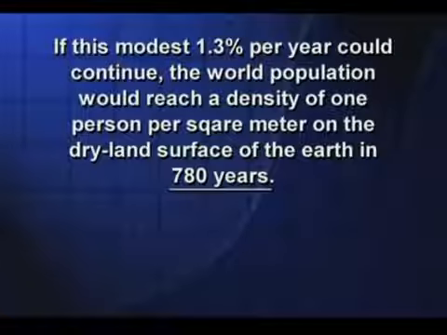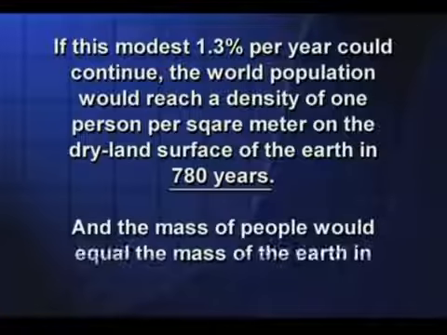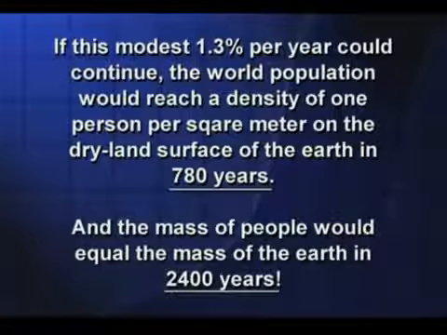Now, if this modest current 1.3% per year could continue, the world population would grow to a density of 1 person per square meter on the dry land surface of the earth in just 780 years, and the mass of people would equal the mass of the earth in just 2,400 years. Now, we can smile at those. We know they couldn't happen. This one makes for a cute cartoon.